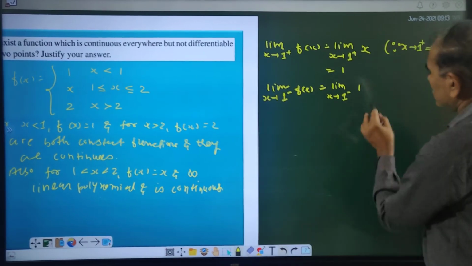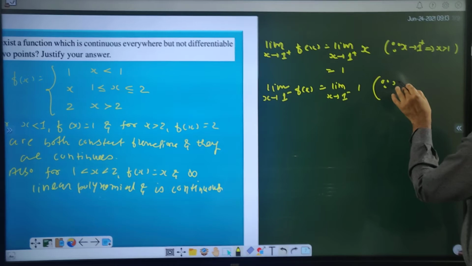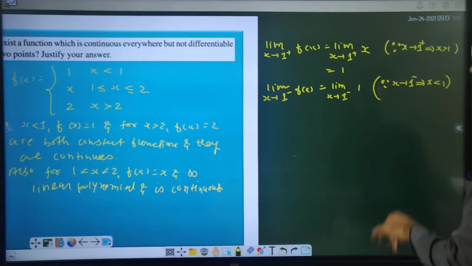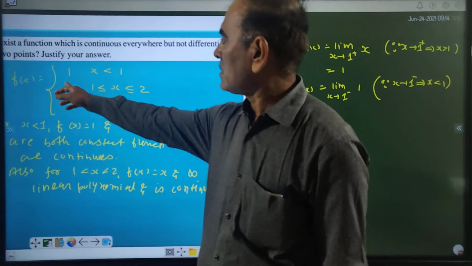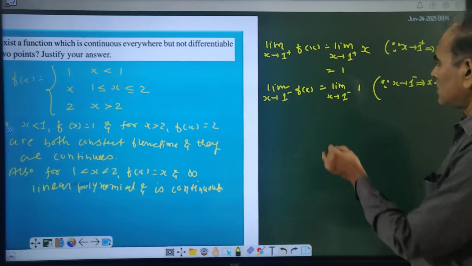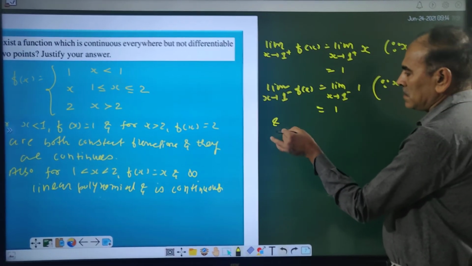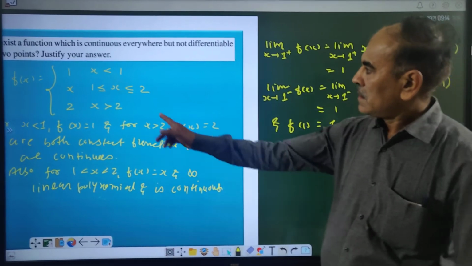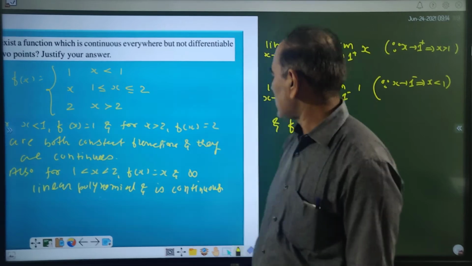Why is it 1? Because x tends to 1 minus implies x less than 1, and for x less than 1, f is 1. So that is 1. And what is f of 1? That is also 1, since for x greater than or equal to 1, it is x.